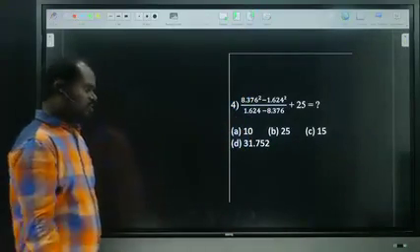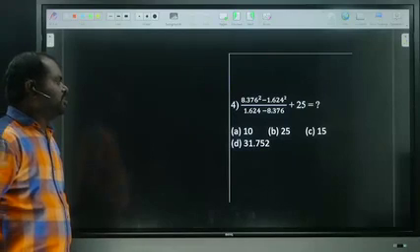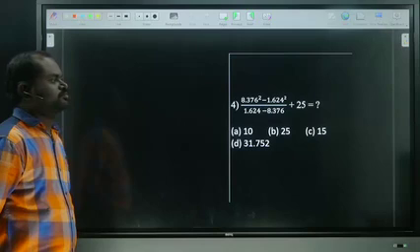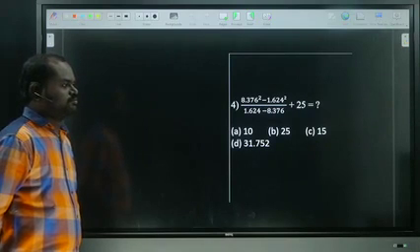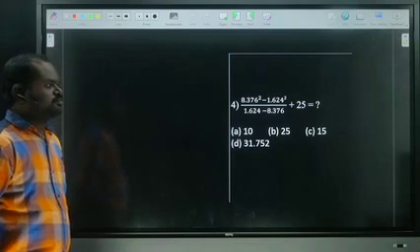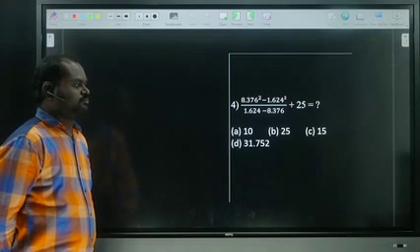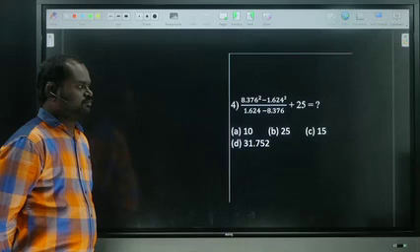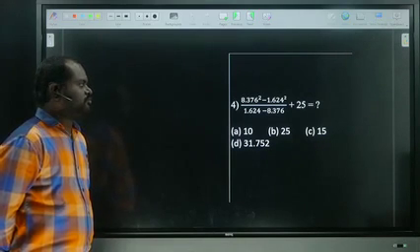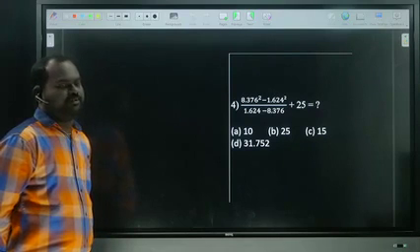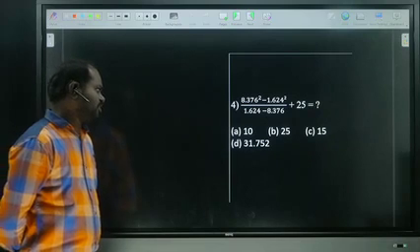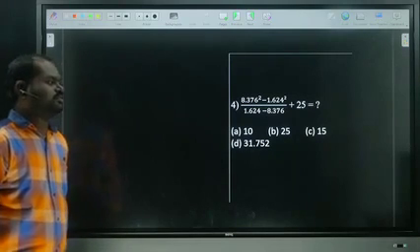Now, try this once. Observe in which formula format it is, and try that. 8.376 square minus 1.624 square by 1.624 minus 8.376 plus 25.